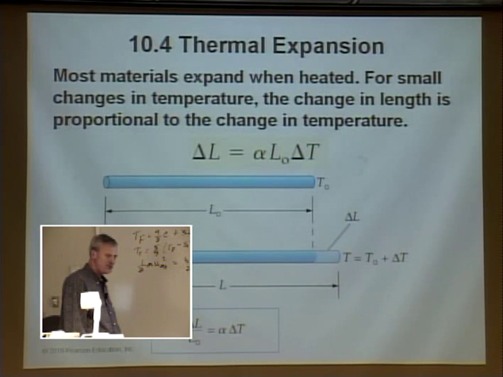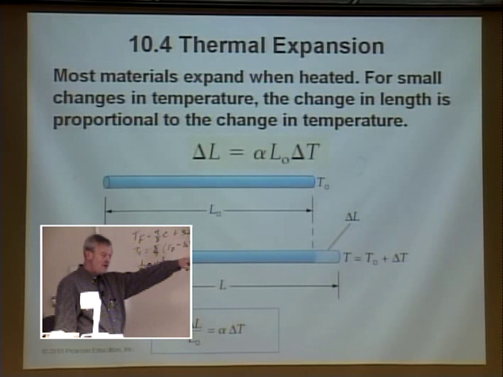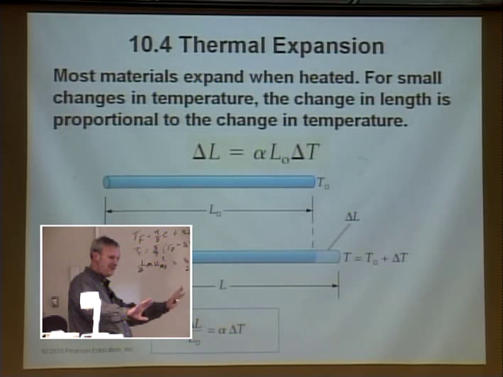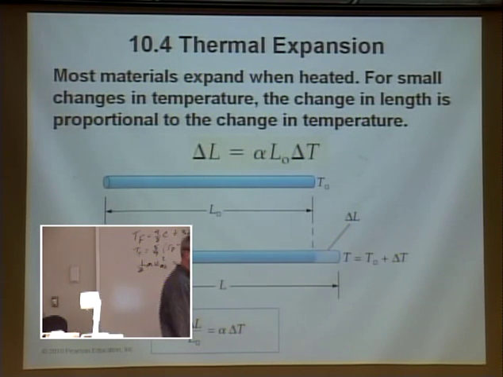Maybe in your lab, you guys are going to find the expansion coefficients of some materials. Is that what you're doing? I think in this new lab this week. Oh, you already did it last week. Oh, you found the expansion coefficients of materials? Oh, cool. So we're almost on par with the labs, not quite.